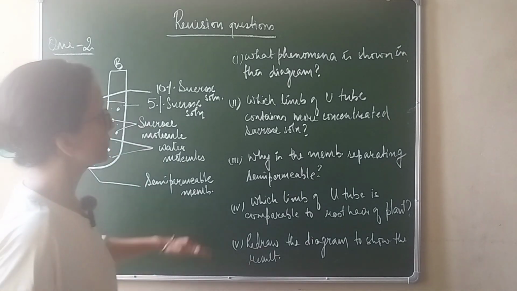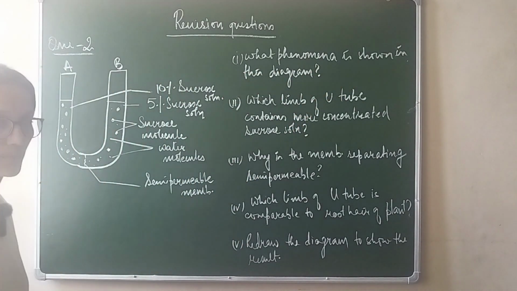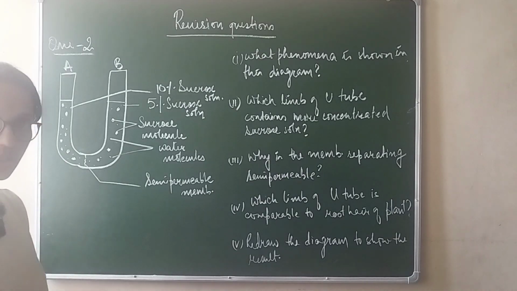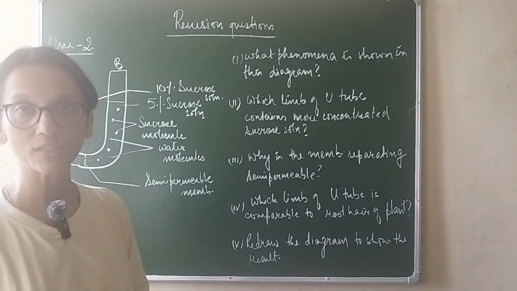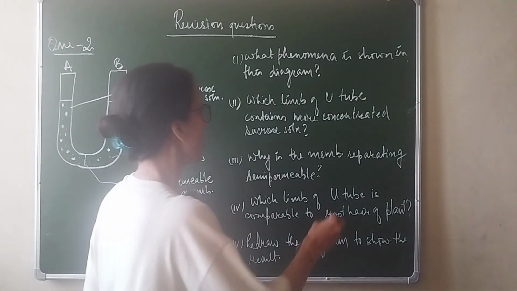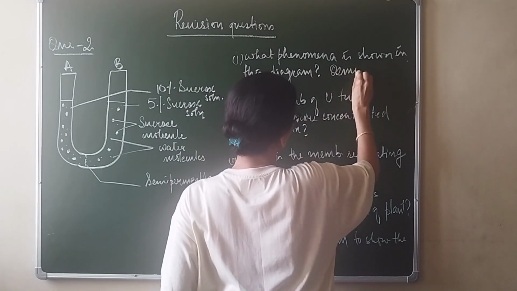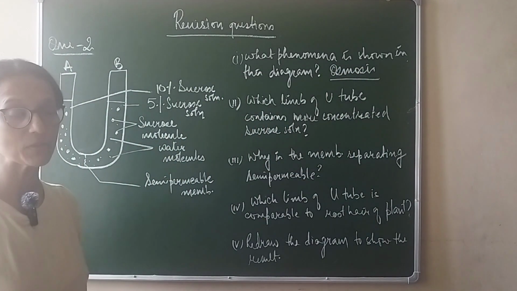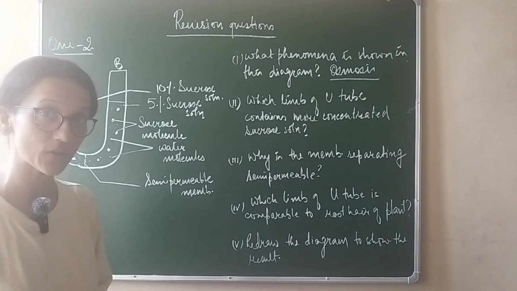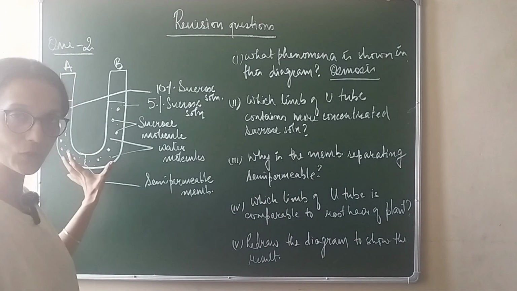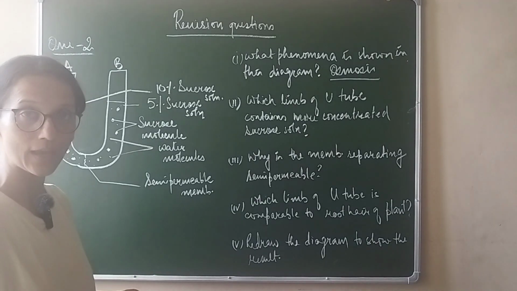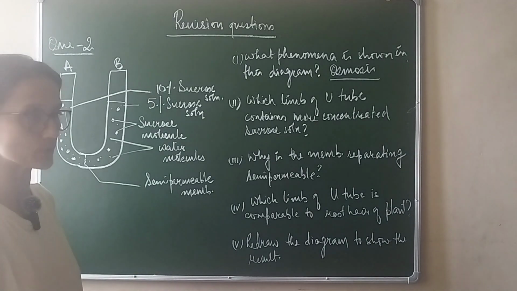The first question is, what phenomenon is shown in the diagram? Since there is a semi-permeable membrane separating the 2, there will be exchange across the semi-permeable membrane, which happens in the case of osmosis. Because this is not a living cell where they can spend ATP to perform active transport. That could also have happened. But here, since it's an artificial setup and it is just separated by a semi-permeable membrane, if you're asked what will happen here, then definitely what will happen is osmosis.